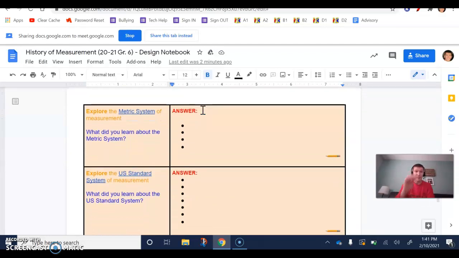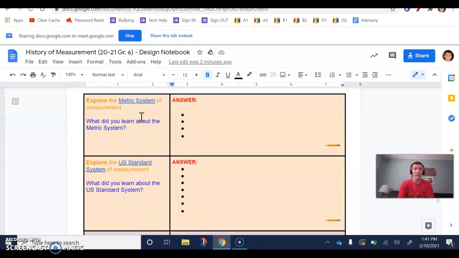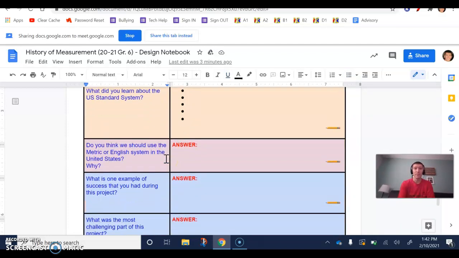The next question is explore the metric system of measurement, explore the US standard system of measurement, and write down just what you learned about each system. So there are several bullet points here. Write down one thing per bullet point of what you learned about each one. And you can click on those links to learn a little bit more about each system.